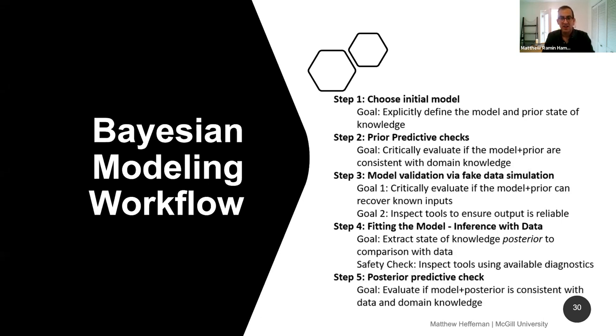Then your final step five is to do a posterior predictive check, which is to take your posterior and run samples from that through your model and see if those predictions are consistent both with the data that you've compared to and with domain knowledge itself. So are your predictions reasonable? Do the predictions predict things that you expect? And you can evaluate this more critically. So I'm going to go through this step by step.